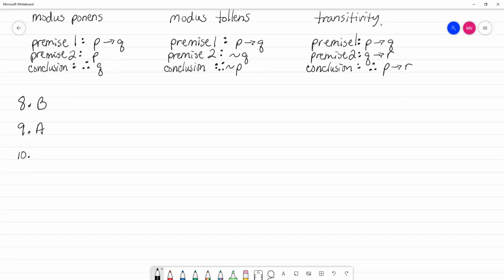If P then Q, if Q then R, therefore if P then R. So that is C. Okay, good.